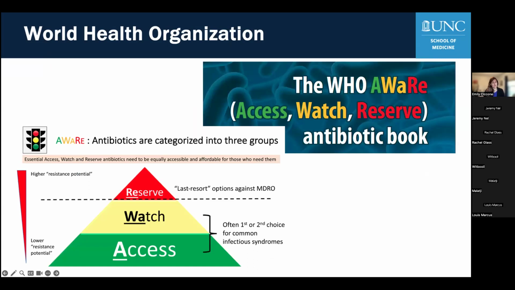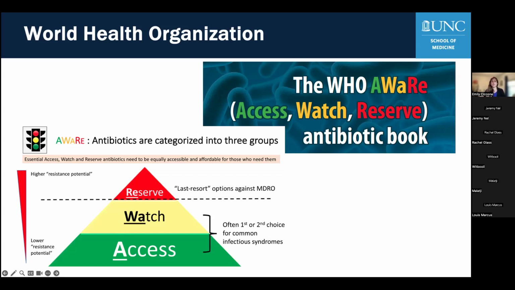The WHO has another great resource. I feel like I'm talking a lot about the WHO, but turns out they have a lot of great resources for these types of things. So they've created this AWARE classification, which stands for Access, Watch, and Reserve, and basically have assigned antibiotics into each of these three groups, with the green area being the best kind of first choices for common infectious syndromes and ones that countries and facilities should try and maximize access to.